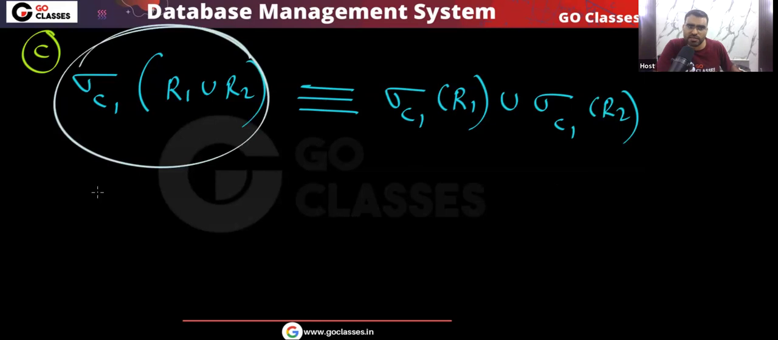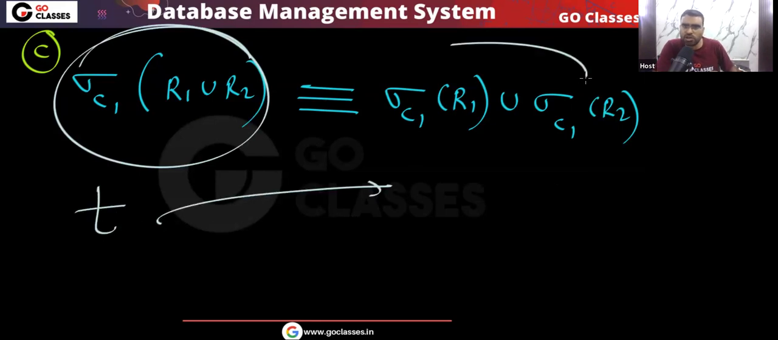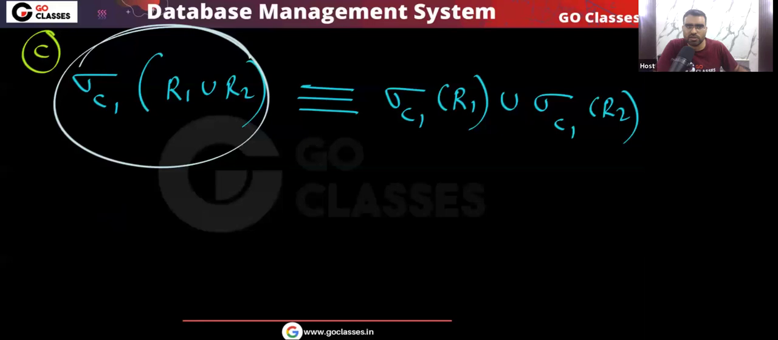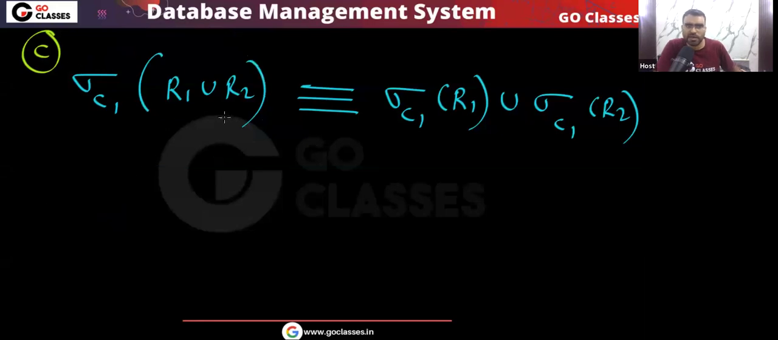If this query has any tuple T, then this query will also have tuple T. And if this query has tuple T, then this query will also have tuple T. This is what we have proven. So they will have the same result. They are actually equivalent. Is this clear? So you can do this transformation, no problem. Both transformations you can do. This is your option C analysis.